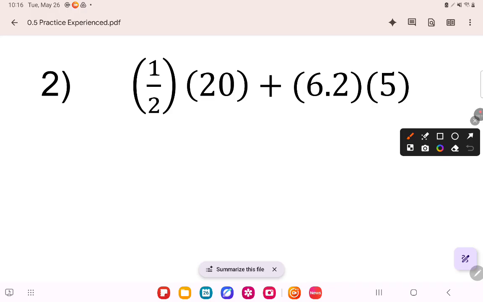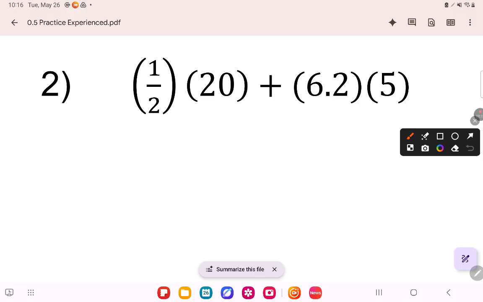We are looking at this example from the experience level practice of the order of operations. So we are simplifying an expression here, 1/2 times 20 plus 6.2 times 5. And we're going to do it by hand to practice a little bit with multiplying fractions and decimals. The first thing I want you to notice is 1/2 times 20.